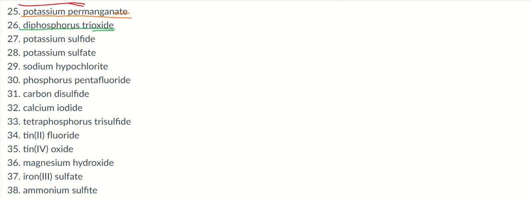All right, phosphorus and oxygen, 2 nonmetals. That's a molecular compound. So we're just going to use the prefixes. Di means 2. Tri means 3.